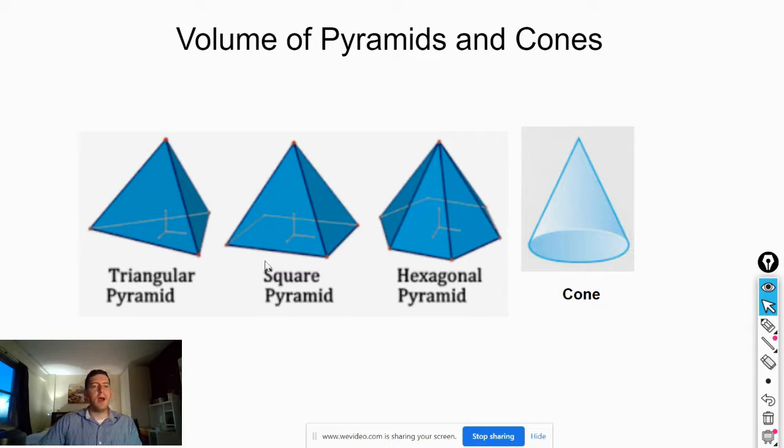a pyramid. This one would be called a triangular pyramid because the base is a triangle. This would be called a square pyramid because the base is a square. I don't know, that doesn't look like a square to me. Maybe a rectangular pyramid is a better name for that one. But anyway, this would be a hexagonal pyramid because the base is a hexagon. You get the idea. So it's named after the shape of the base, but for it to be a pyramid, it's got to come to a point at the top called the apex, and all of the sides have to be triangles. You can see all the sides around here are triangles.